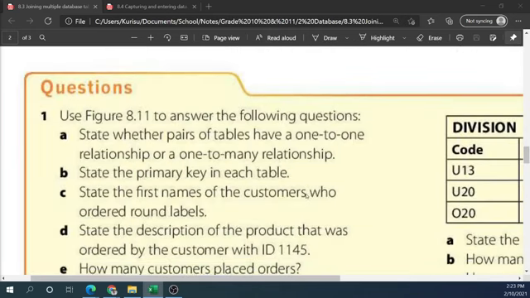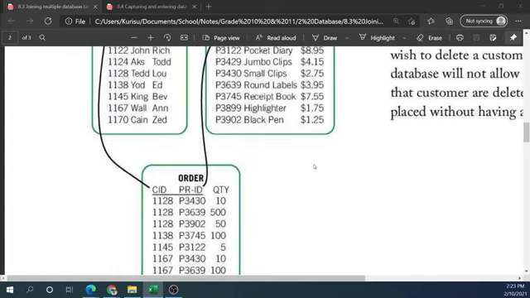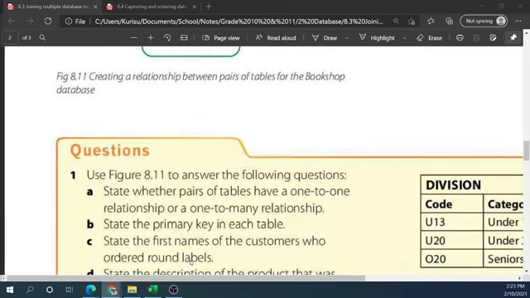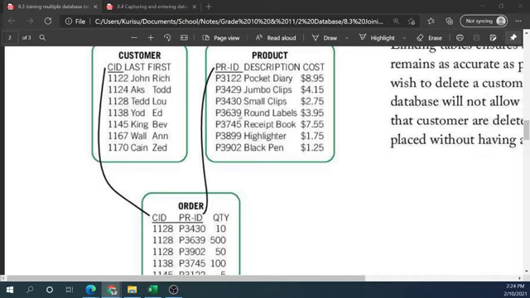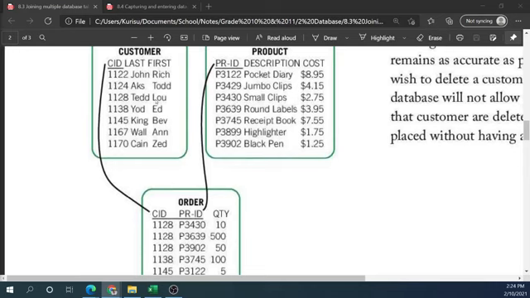So, C, state the first names of the customers who ordered round tables. So, what are the names of the customers that ordered round tables? Aaron? Sir, Ted Lu and Anwar. So the question is asking who ordered round tables. If we look at the product table, we'll see that round table has an ID of P3639. And if we look at the order table, we will see that is attached to 1128. So that is Ted Lu, which is correct.